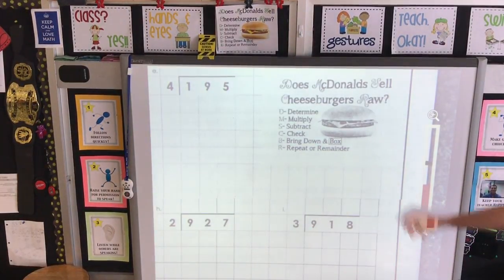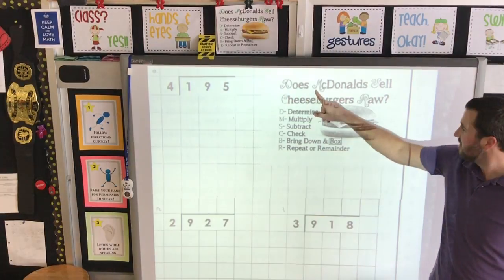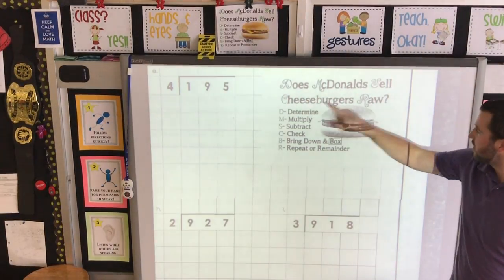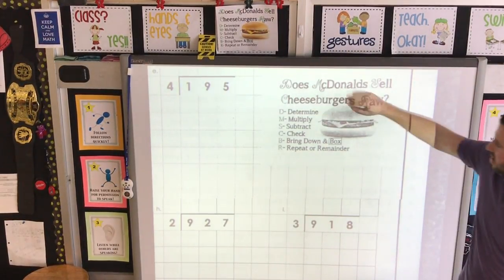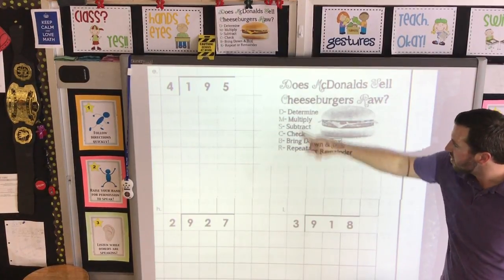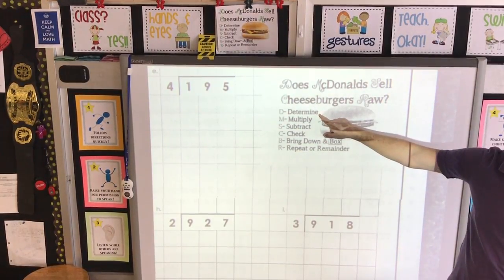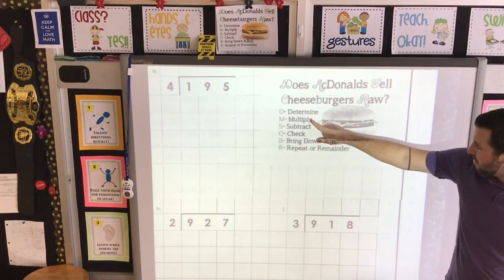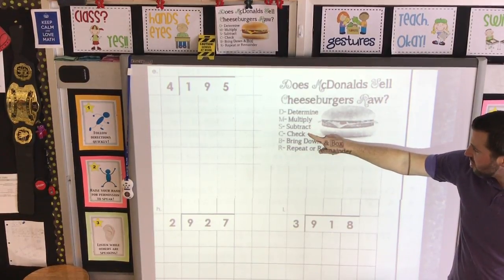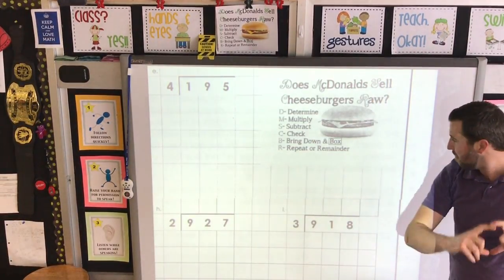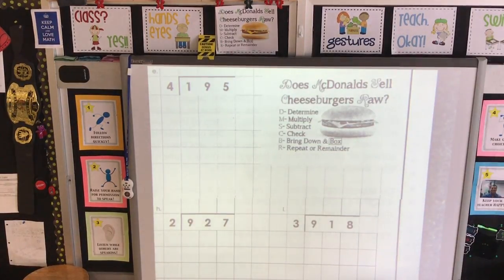So ready, real quick, ready, set, go. Does McDonald's sell cheeseburgers raw? So this is just our acronym, our way to organize and remember the steps, okay? So, ready? Read them off. Set, go. Determine, multiply, subtract, check, bring down in box, repeat or remainder.